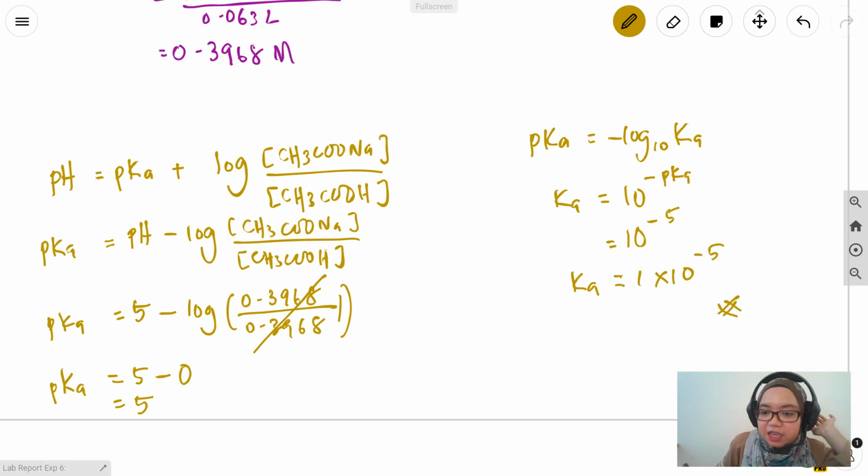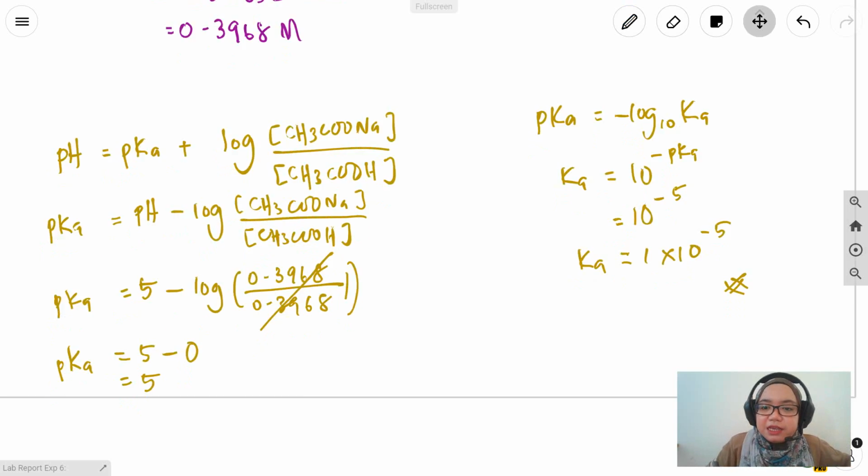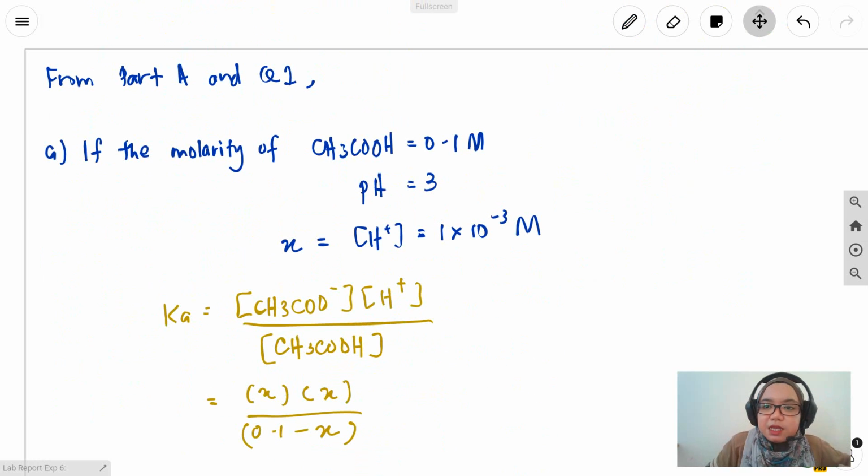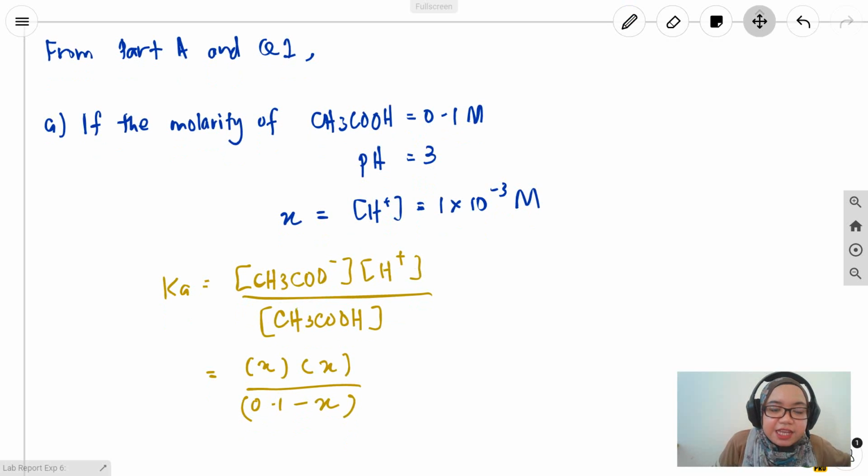So this is your Ka from part C. Okay, so now we need to calculate from part A, question 1 tadi, compare dengan part C kita tadi ni. Okay, so here we already know that from part A and question 1, if the molarity of acetic acid is equals to 0.1 molar, the pH is equals to 3. So we know that X from question 1 tadi is equals to the concentration of H plus, which is equals to 1 times 10 to the power of negative 3 molar.